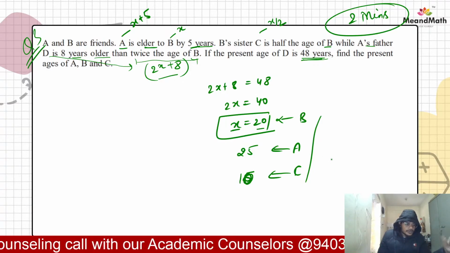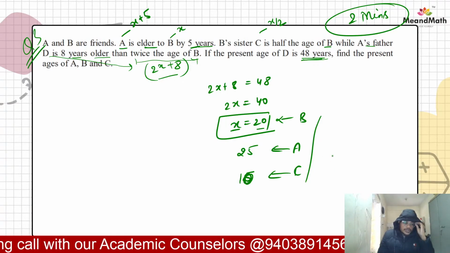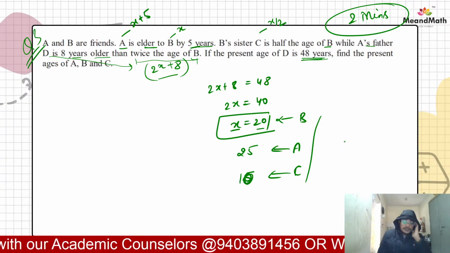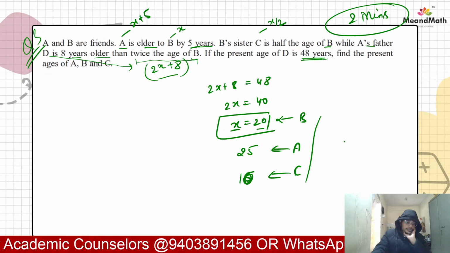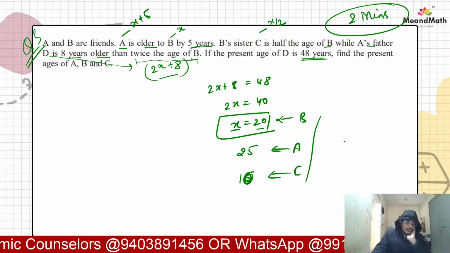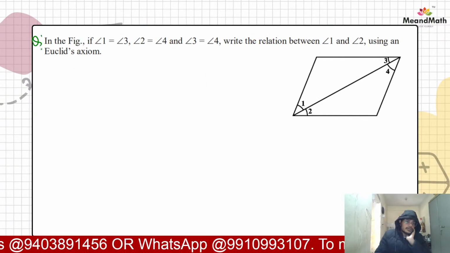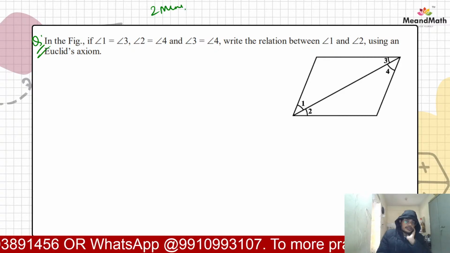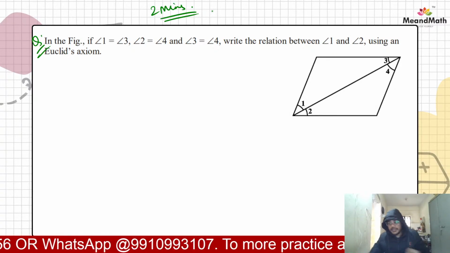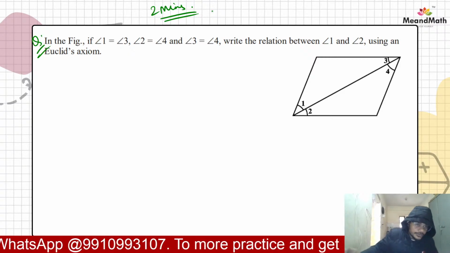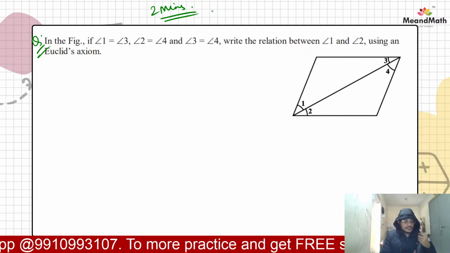If you have any doubt, you can ask me in the comment box. And if you don't have any doubt, then we can move on to the next question. Alright, so here's the question for you. I am giving you 2 minutes. Do this question. This is very simple. You just need to use Euclid's axioms.